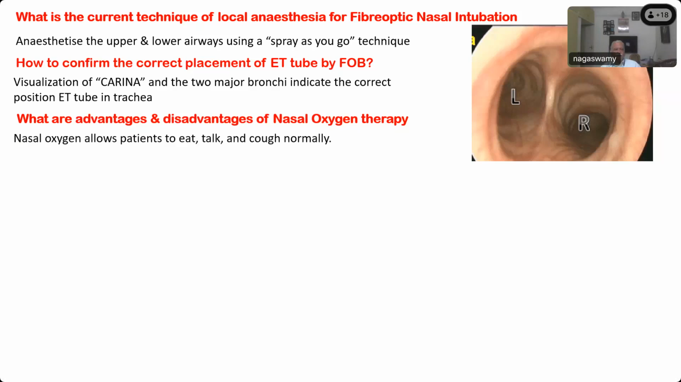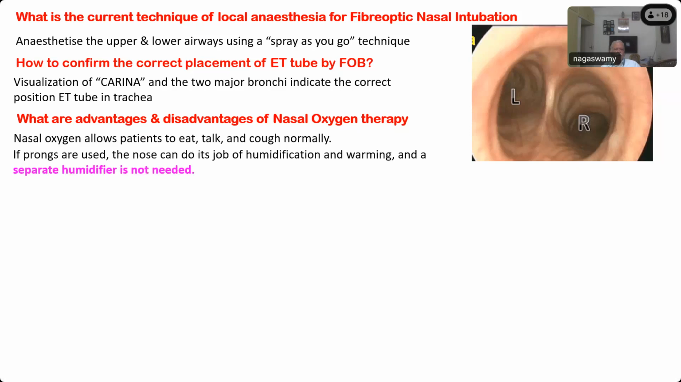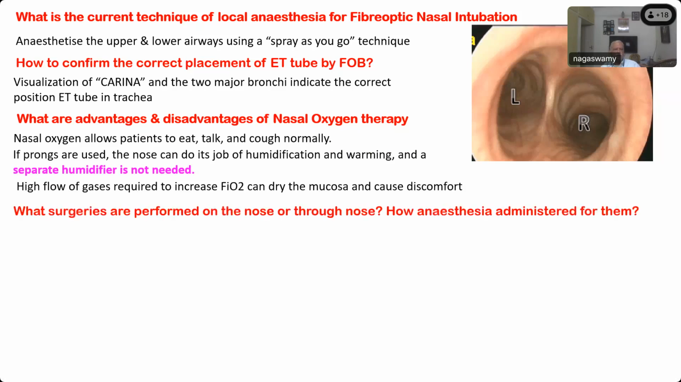So nasal oxygen allows patients to eat, talk and cough normally, number one. If low flows are used, the nose can do the job of humidification and warming, and a separate humidifier is not needed. High flow gases require increased FiO2. To increase FiO2 can dry mucosa and cause discomfort. This is one of the disadvantages of high flow nasal oxygen.